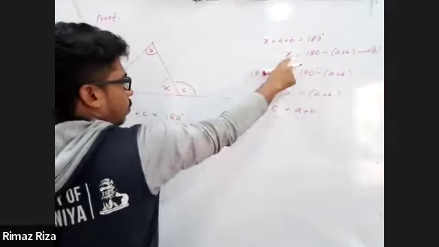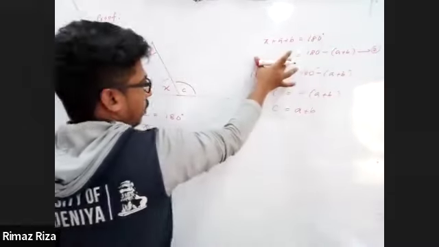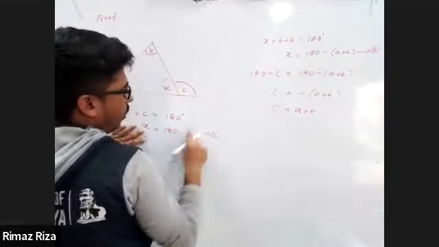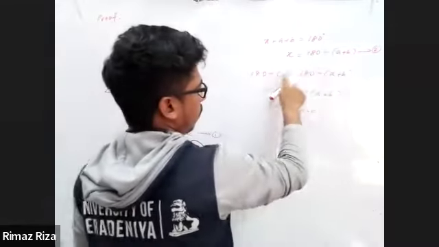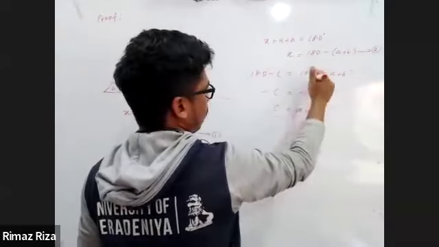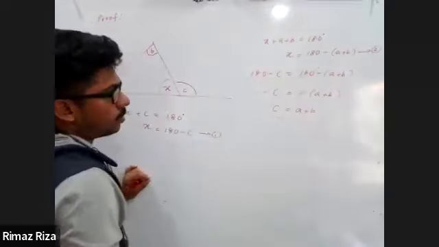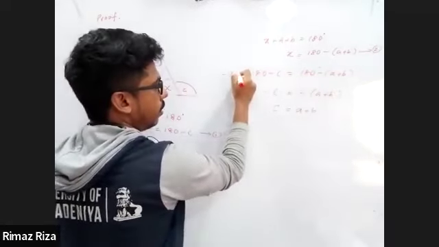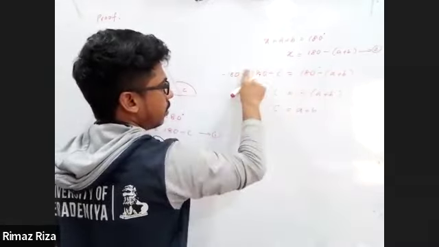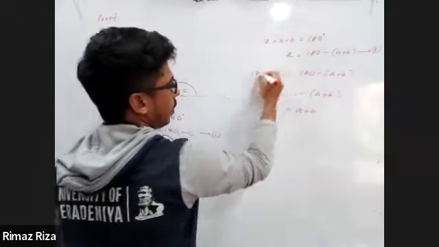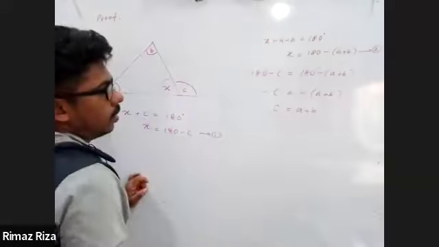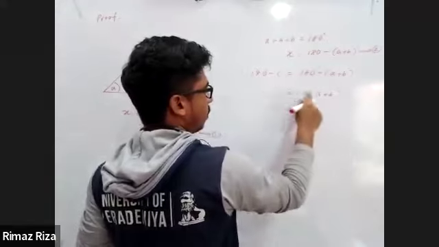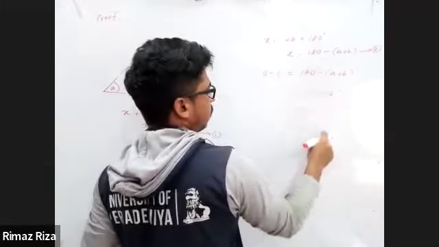So or else you can substitute this here. Instead of x, you can put this here. So 180 minus c equals 180 minus (a plus b). 180 and 180 we can cancel, because plus 180 comes to this side as minus 180. So minus 180 and plus 180 cancel. So I can directly cut like this. Then I have minus c equals minus (a plus b). We can divide both sides by minus. So we have c equals a plus b.